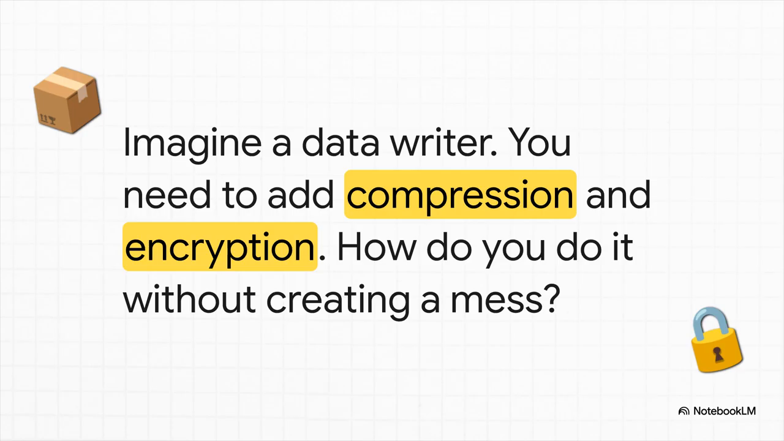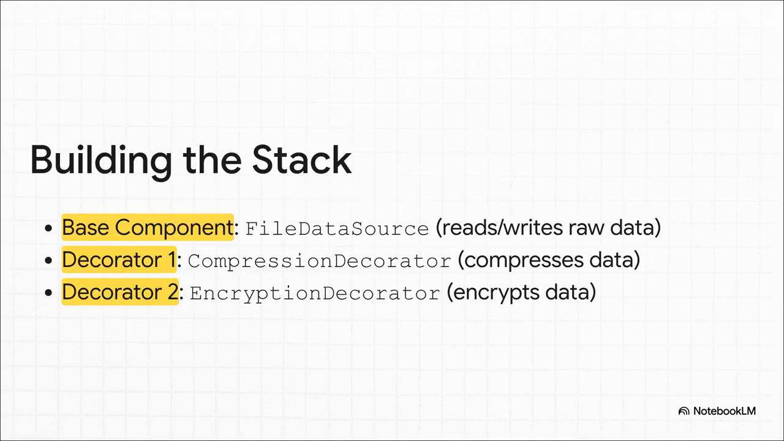Now, if we try to use inheritance here, we'd be right back in that class explosion mess we talked about. So instead, we're going to build a stack of objects. Our base component is the file data source. It just knows how to handle the raw data. Then we'll layer a compression decorator on top of that, and an encryption decorator on top of that. Each piece has one single clear job.